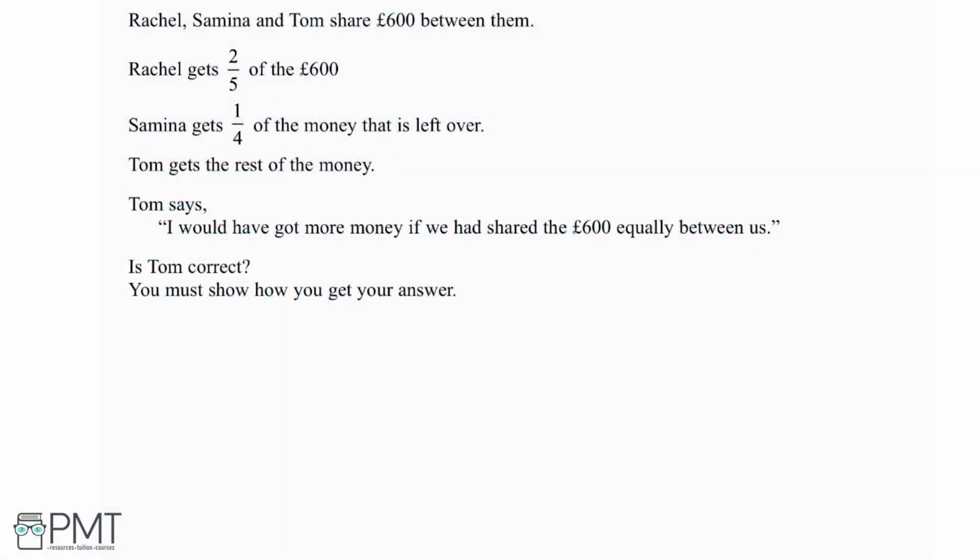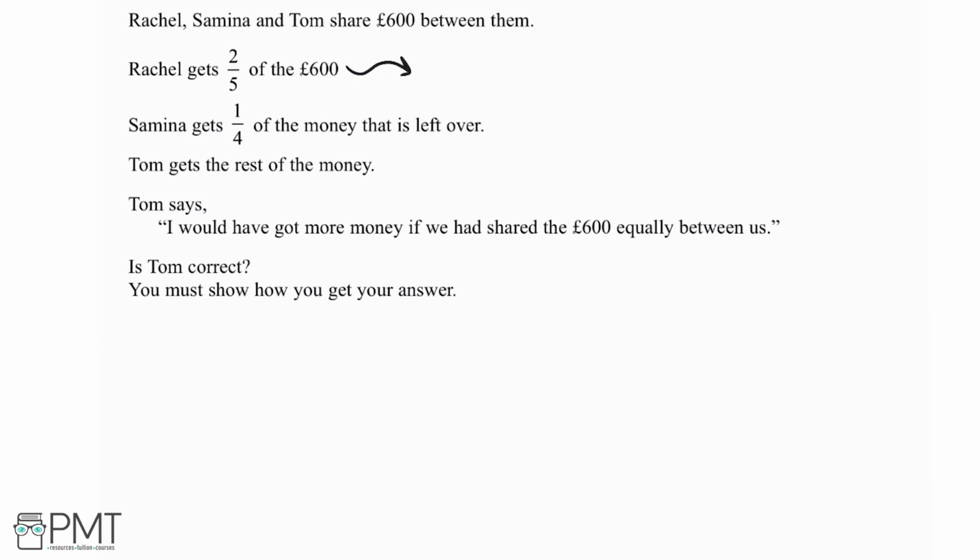Rachel, Samina and Tom share £600 between them. Rachel gets 2/5 of the £600. Samina gets 1/4 of the money left over. Tom gets the rest of the money. Tom says, I would have got more money if we had shared the £600 equally between us. And we need to work out if Tom's correct or not.